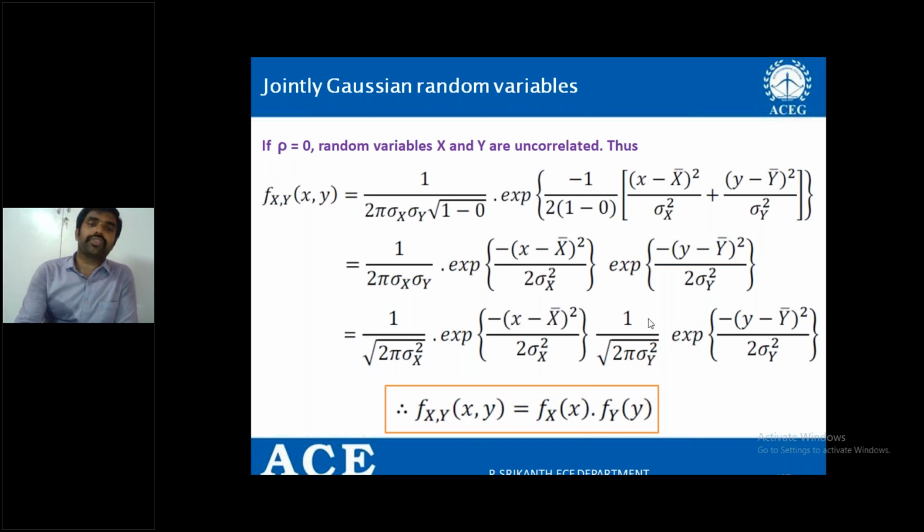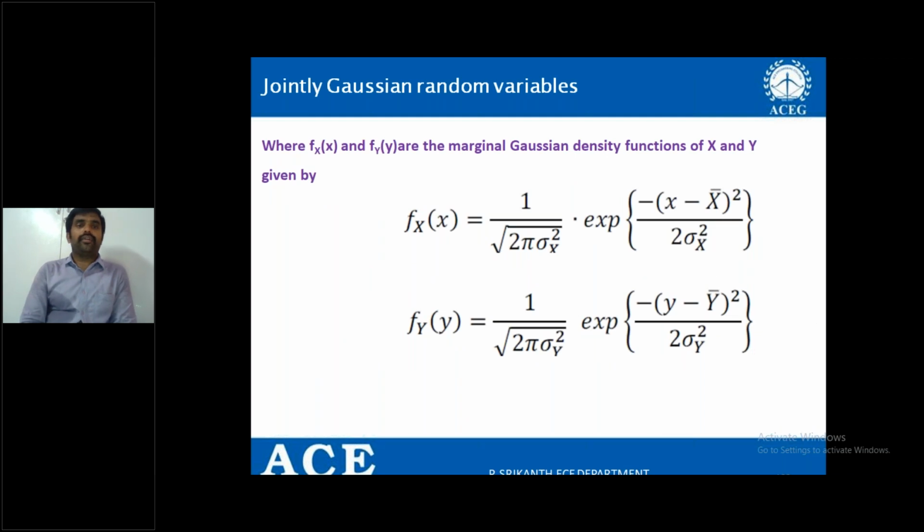So here it is proved that if the two random variables are uncorrelated, the joint density function is equal to the product of the marginal density functions fx of x and fy of y. And as I said, fx of x and fy of y are marginal Gaussian density functions.